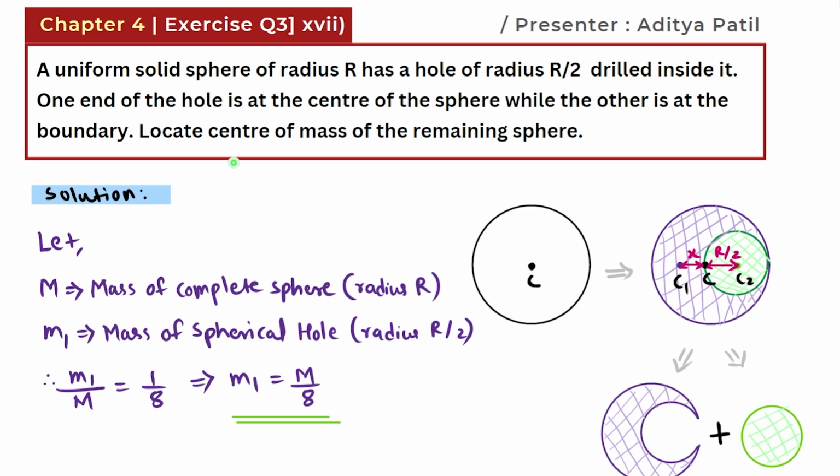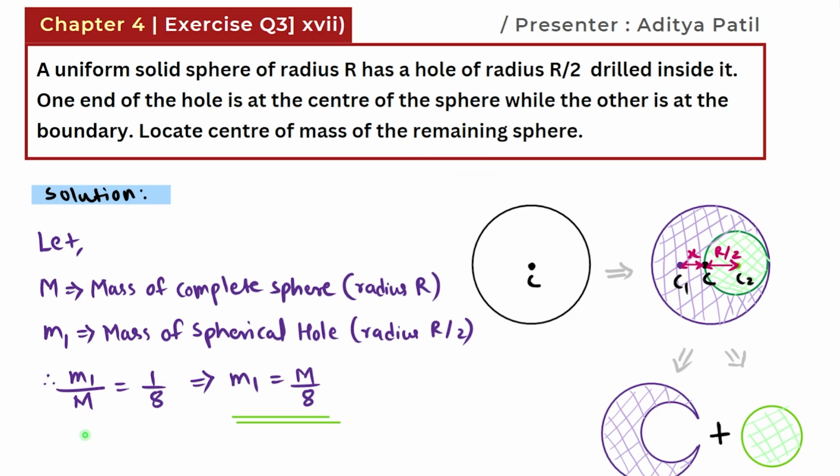Now, since these spheres are uniform, I can say that masses are directly proportional to their volume, which in further is directly proportional to the cube of their radiuses. So if I were to calculate the ratio of M1 is to M, it would be radius of M1, that is r by 2 ka cube, divided by radius of capital M, that is big sphere ka cube.